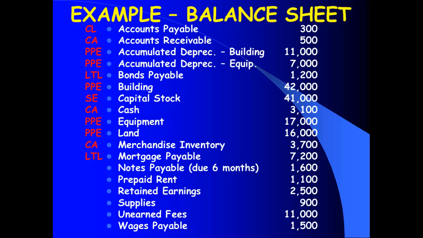In this case, it's a current liability. Why? It's due in 6 months. What if it was due in 6 years? It would be long-term, so you have to see when it matures.